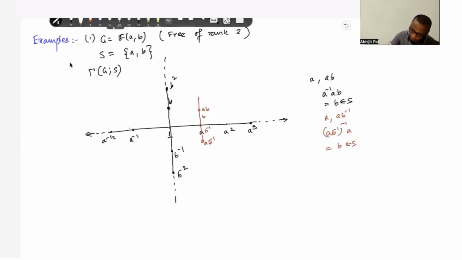So here also you'll get an edge. So this vertex will be AB square. Similarly, in this direction also, you'll get this edge, and you can continue this process. Okay. Now let us take the word BA.